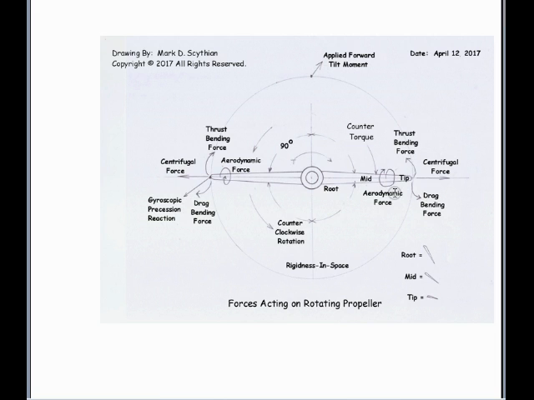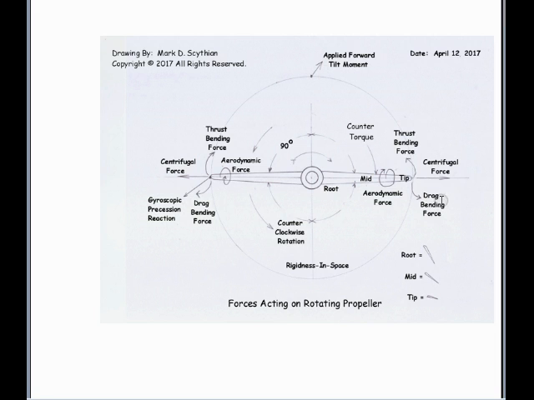Next is, if this propeller is on an airplane, we're facing the airplane forward, and the aerodynamic drag incurred during flight wants to push against the propeller faces. That would be represented by drag bending force wanting to bend the blades backwards, or rear.